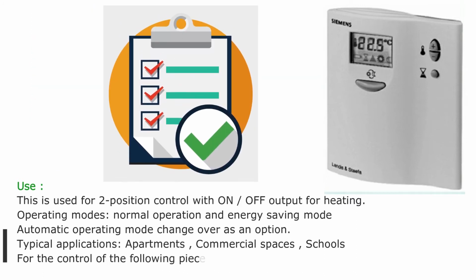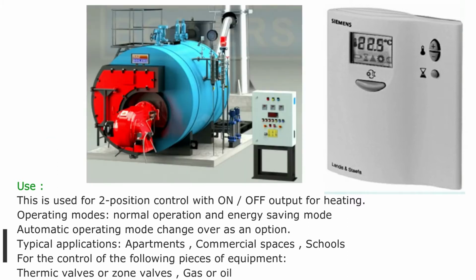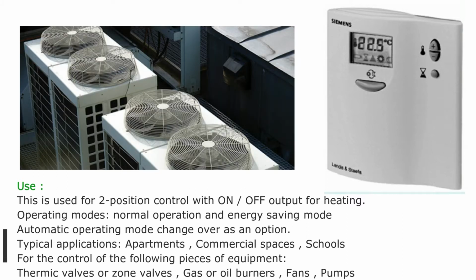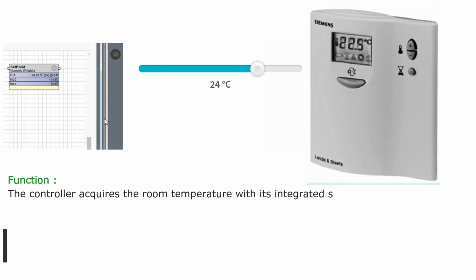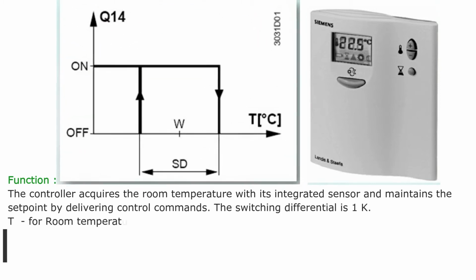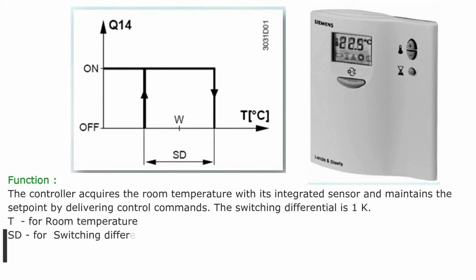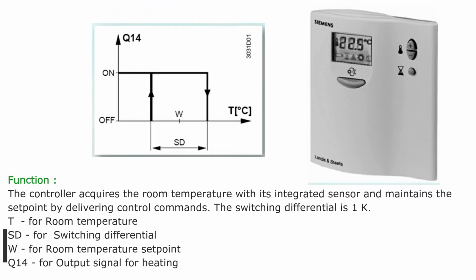For the control of the following pieces of equipment: thermic valves or zoned valves, gas or oil burners, fans, pumps. Function. The controller acquires the room temperature with its integrated sensor and maintains the set point by delivering control commands. The switching differential is 1 K. T is the room temperature, SD the switching differential, W the room temperature set point, Q14 the output signal for heating.